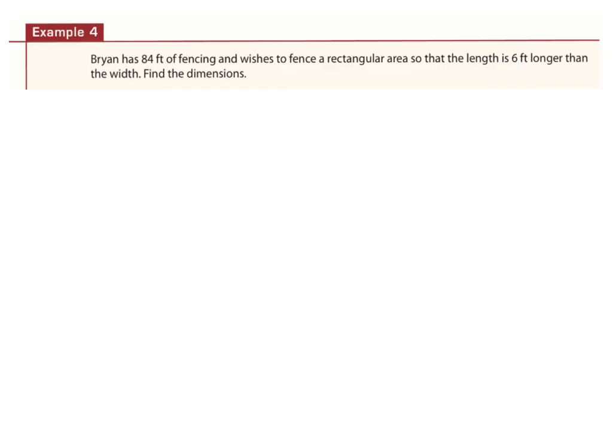Brian has 84 feet of fencing and wishes to fence a rectangular area so that the length is 6 feet longer than the width. Find the dimensions. If you are using fencing, what are you talking about? Area or perimeter? Perimeter. So the perimeter of a rectangle is 2L plus 2W. You should know this. We've already done this equation this year.